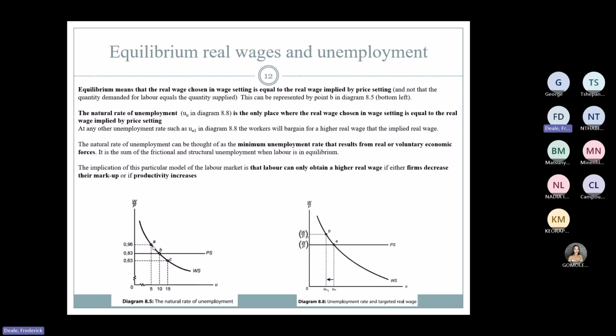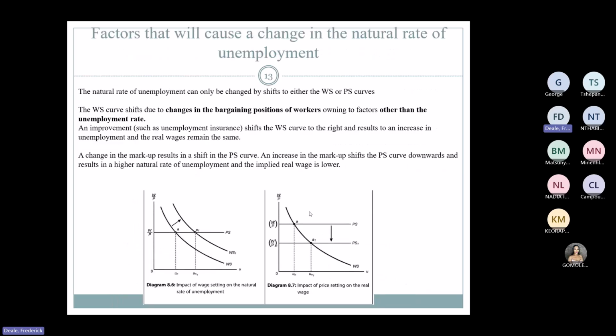And on the left-hand chart, it needs to be right in the middle. The natural rate of unemployment is at 10% on the chart on the bottom left. It cannot be at 5 or 15% because then there's an imbalance between the real wage chosen and the real wage implied. So again, we've dealt with the shifts.